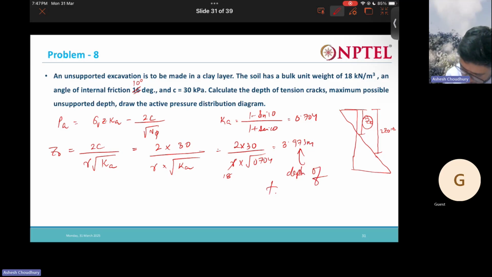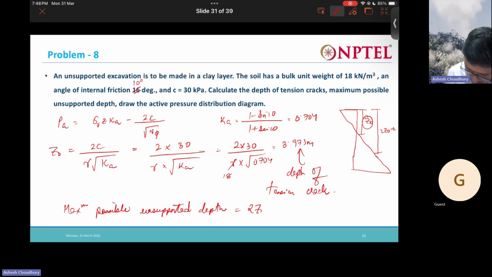So this depth is nothing but the depth of tension crack. So maximum possible unsupported depth is twice z naught, which is 2 into 3.973, 7.95 meters.